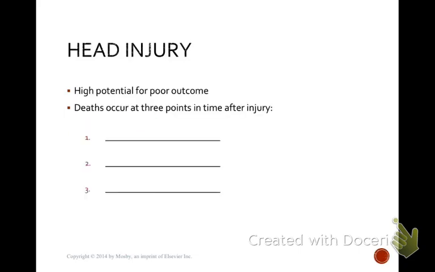All right. So, with head injuries, there's a high potential for poor outcome. Deaths can occur at any of 3 points after the injury. So it can occur immediately, either from the direct head trauma itself or from a massive hemorrhage and shock at the time of the injury.